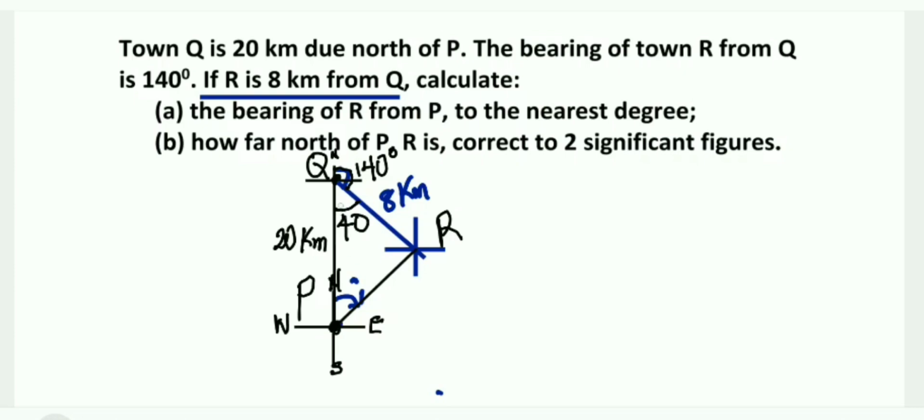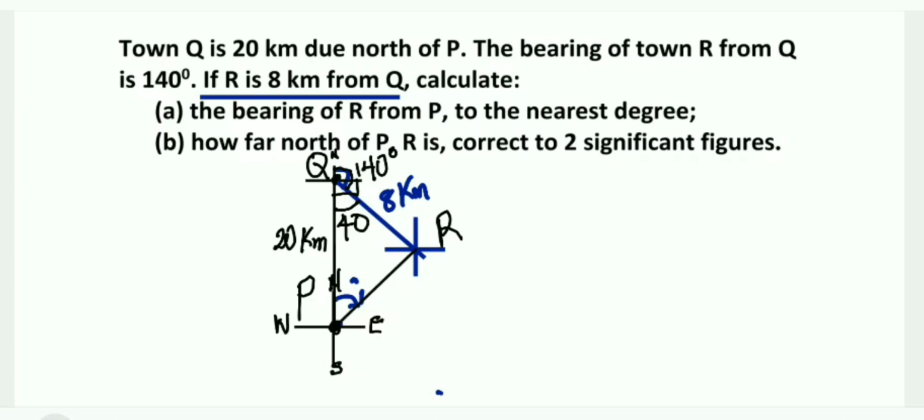Another way you could find this 40 degrees is to recognize that all of this is 90 degrees, and then this small part here is 50. I just need to say 90 minus 50, and that gives me 40 degrees. So whichever way you want to look at it, you're still going to get this angle formed at Q to be 40 degrees.